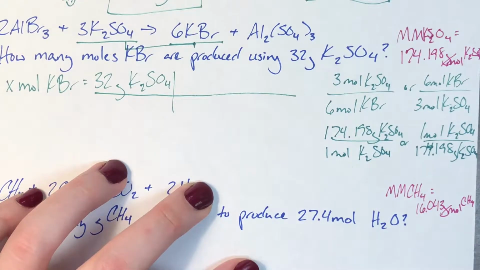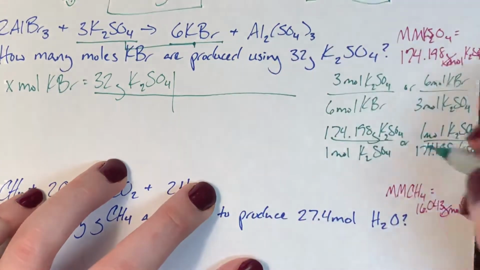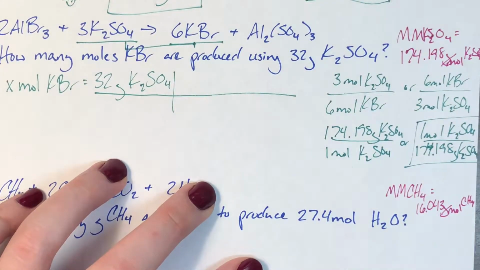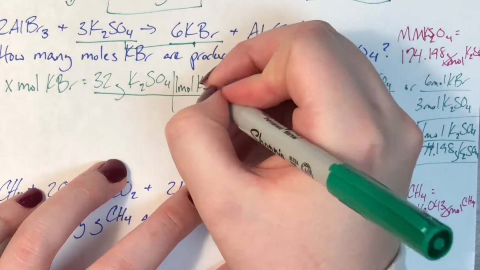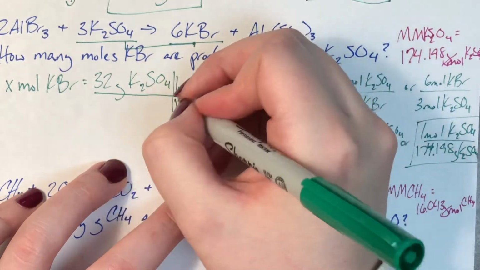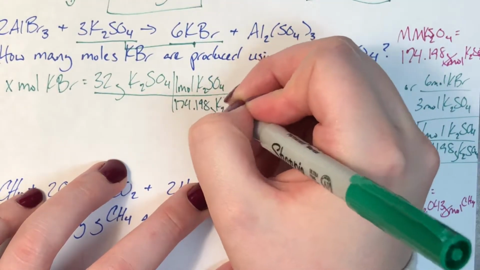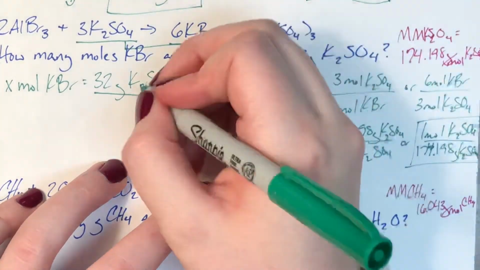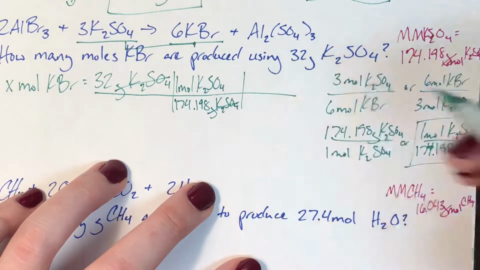Okay, so I need to pick the version of my ratio that allows me to cancel out grams of potassium sulfate. That's going to be my second one just because it has grams of potassium sulfate at the bottom. So I'm going to go ahead and write it. I'm going to say 1 mole of K2SO4 at the top and 174.198 grams K2SO4 potassium sulfate at the bottom. Now grams of potassium sulfate will cancel, leaving me with moles of potassium sulfate.